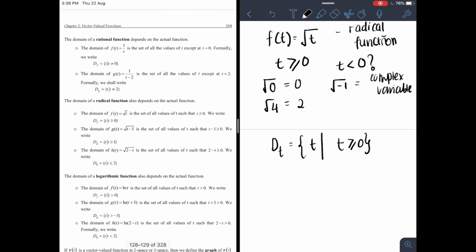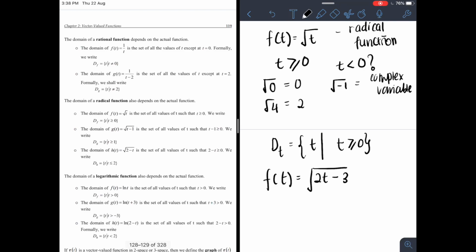Let us try to experiment with another example because we understood the process already. So what should I do? Let's say I'm giving you this kind of function. Function f(t) = √(2t - 3).